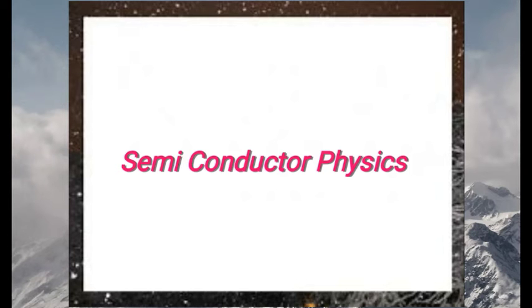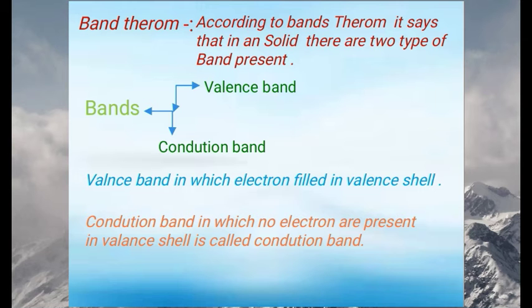So today we will discuss the most important chapter of physics, known as semiconductors. In semiconductors, our first topic is band theory. According to band theory, in any solid there are two types of band present. The first one is the valence band, and the second is the conduction band.